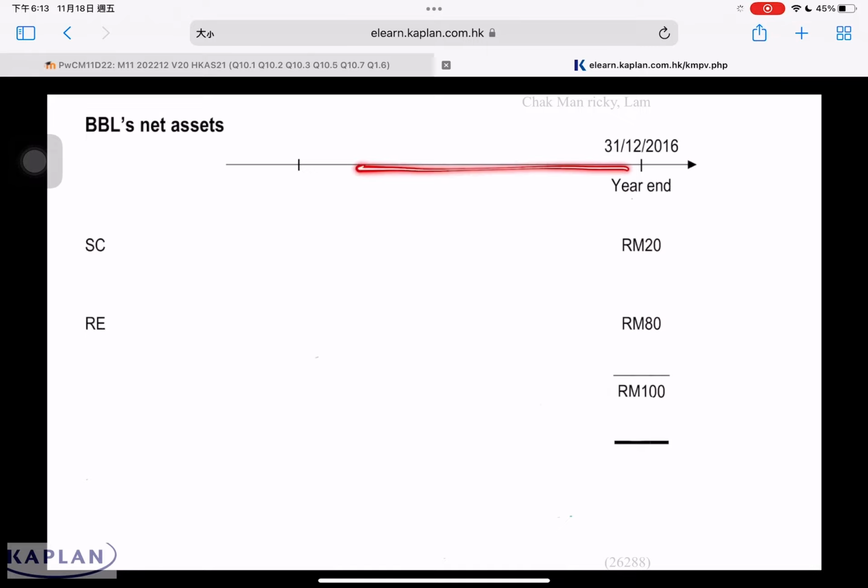The next step is to move back to the acquisition date to calculate the pre-acquisition. This acquisition was on 1st Jan 2016, the acquisition date. At the acquisition date, the share capital is 20. The retained earnings is equal to 70. This represents the pre, and we have the post, for the current year, 12 months. We add it up and it equals ringgit 90.